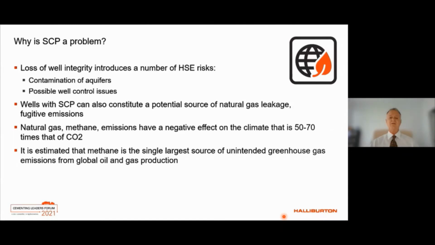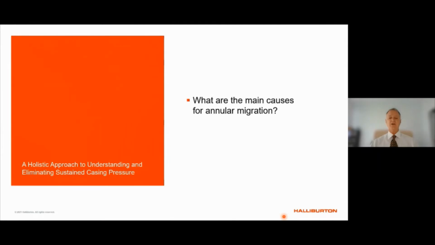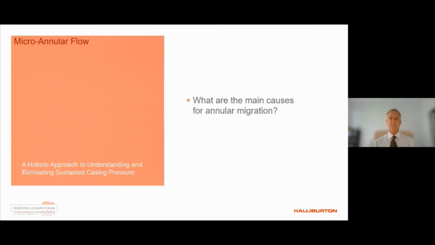The industry is well aware of the environmental impact of carbon dioxide release. However, natural gas, or methane, also has a negative effect on the environment, some 60 times worse than that of carbon dioxide. It is estimated that methane is the single largest source of unintended greenhouse gas emissions from oil and gas production. Now we will look at the main causes of annular hydrocarbon migration.